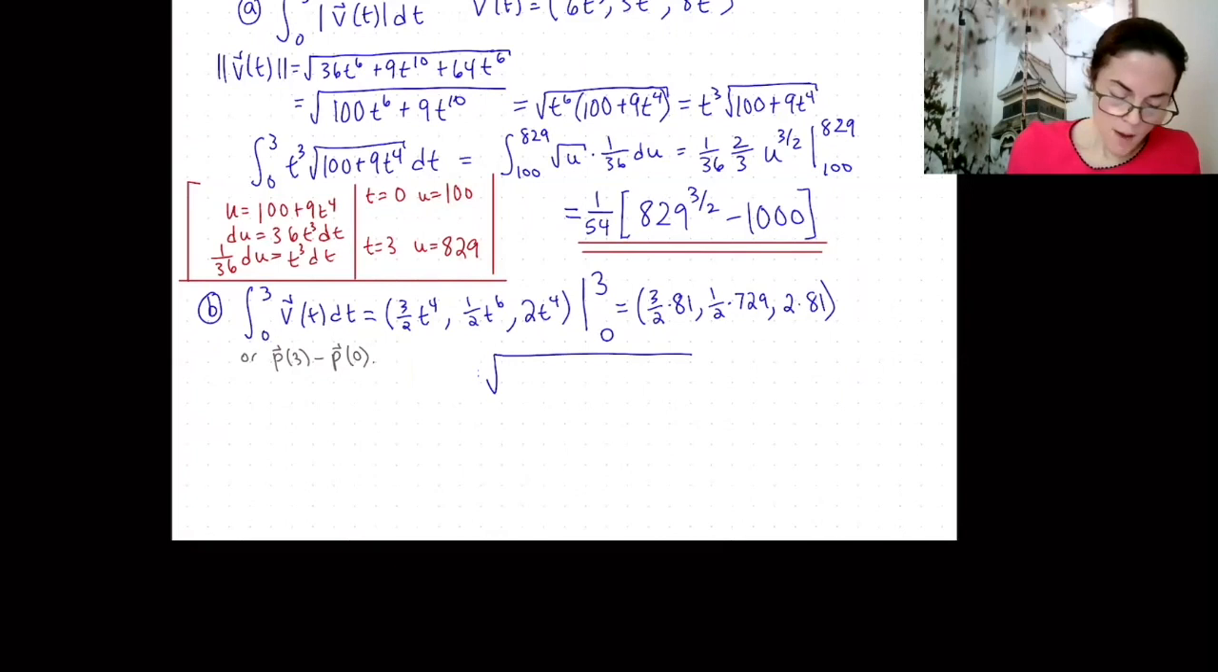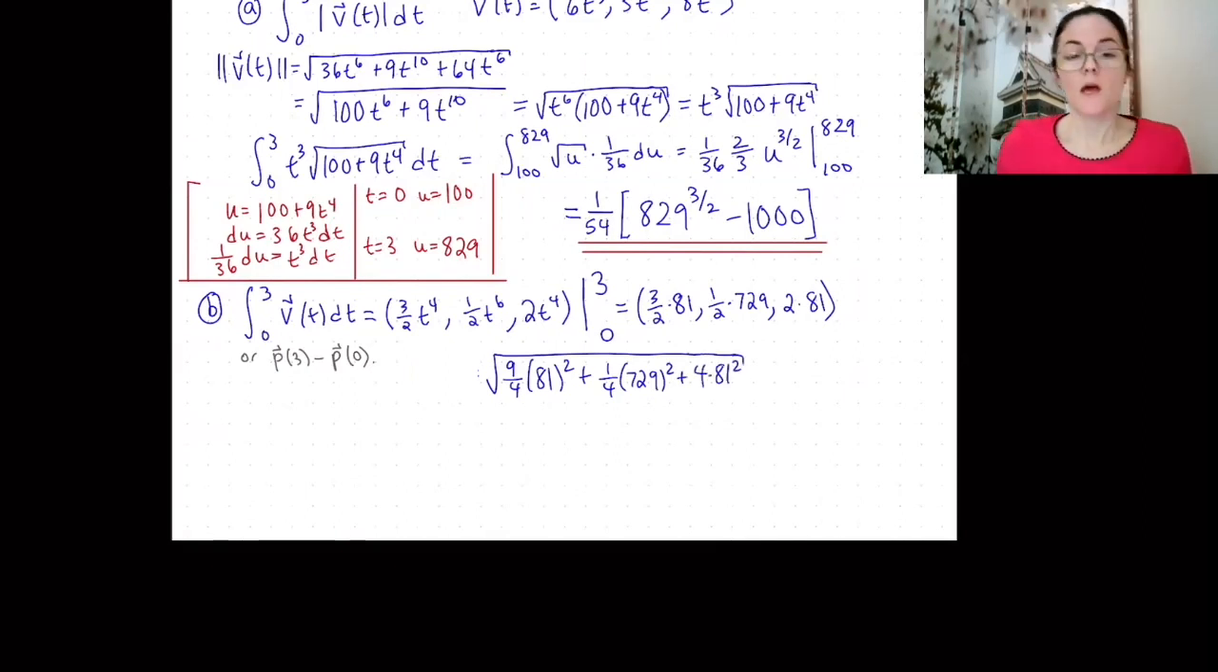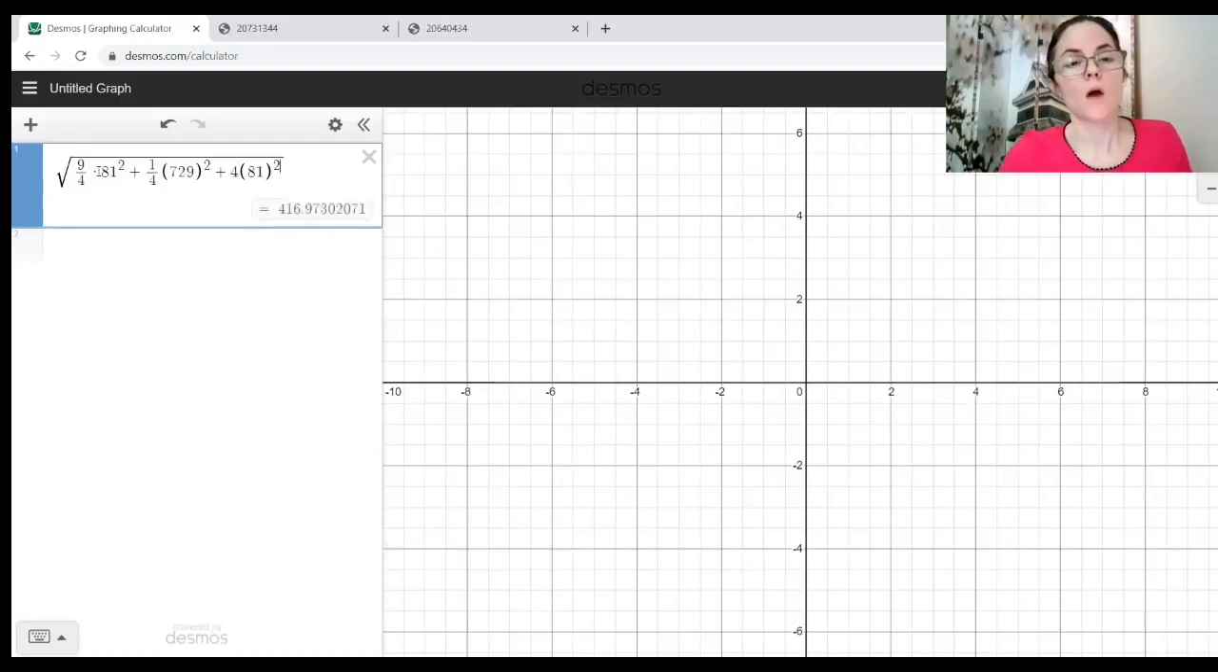This is displacement, but what we want is the magnitude of this, which is the square root of 9/4 81 squared plus 1/4 729 squared plus, well, this will be 4 times 81 squared. You just square each part. Now, here's where I'm going to use a calculator. We get this as approximately 416.97.